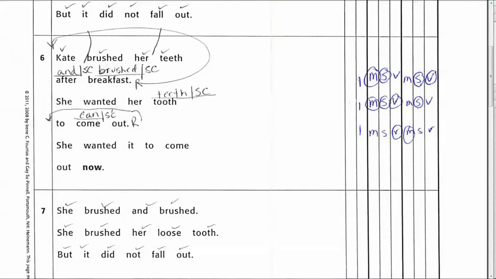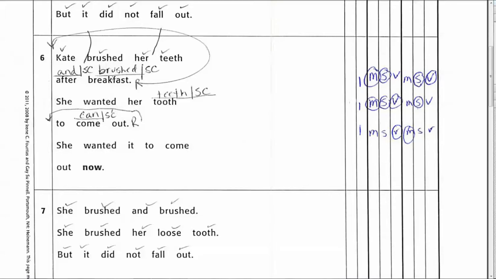So, we see that there might be something that didn't look quite right to the student, and therefore we circle V because the student might have noticed that there were not enough letters to say and, and it might not have sounded right to the student. Kate brushed her teeth and.